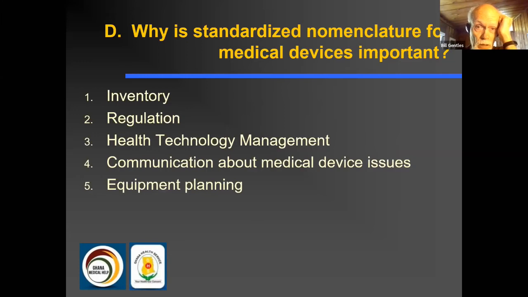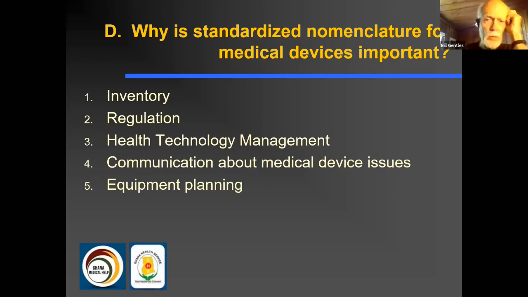So there are many different reasons why standardized nomenclature is important. Inventory is just one of them. Device regulation is another. Health technology management is a third one, and that's a very broad term that's becoming more and more widely used to talk about what clinical engineers do on a higher level to manage the devices across the health system. It helps to keep track of inventory, reallocate inventory, identify which makes or models of devices are less reliable, and perhaps make recommendations about procurement.